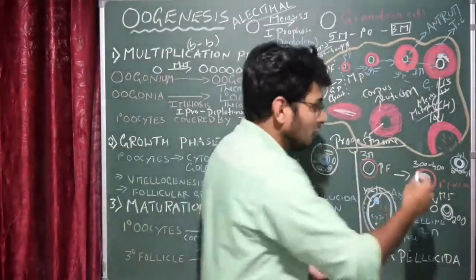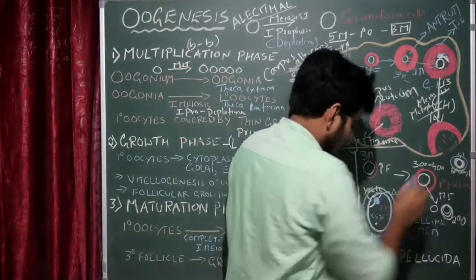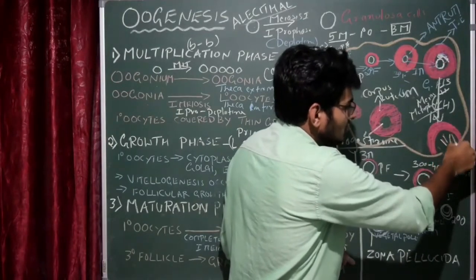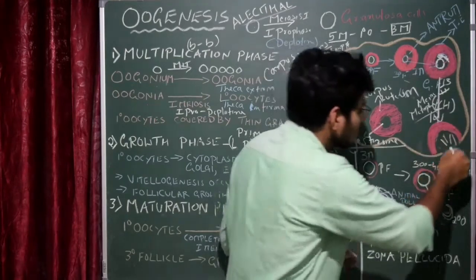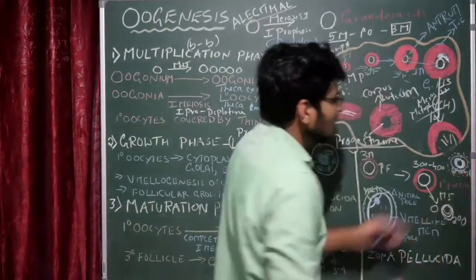At that time, I want to tell you one more thing. I have used red color, but I don't have a red chalk piece now, so I'm going to use white color. When the Graafian follicle ruptures, some granulosa cells also come out, and they form the third layer around the secondary oocyte.